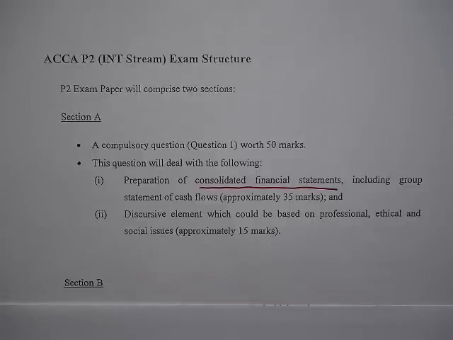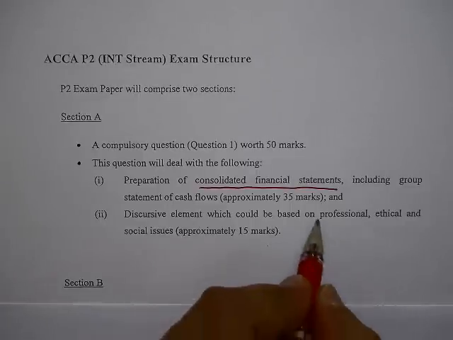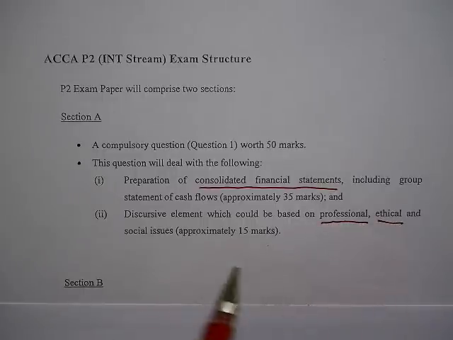is a discursive element question which could be based on professional, ethical, and social issues. Many students ignore this part of the question, where some marks can easily be gained by stating why the person involved in the exam question is acting unethically. For example, has the person accounted for a transaction failing to comply with the relevant accounting standard? Has the person revealed certain information which he is supposed to keep confidential?